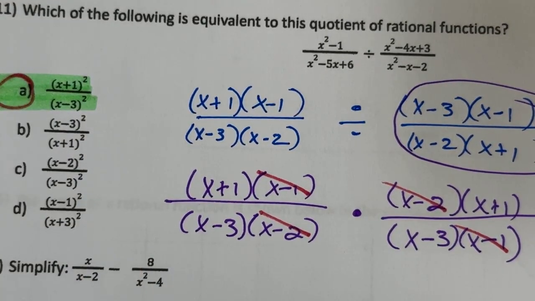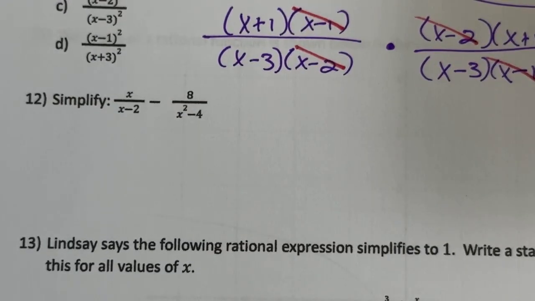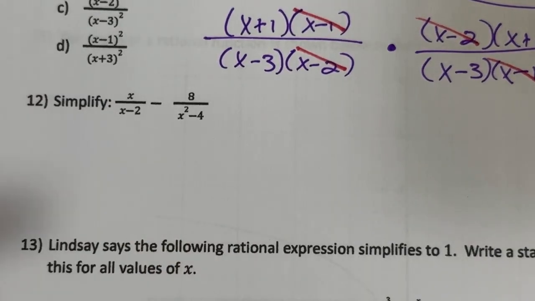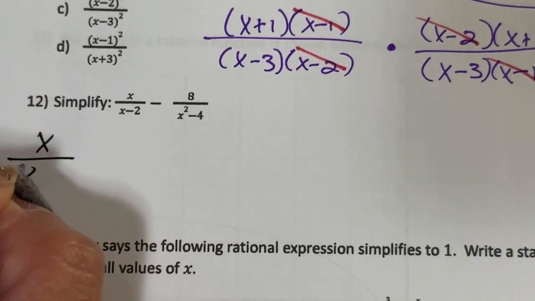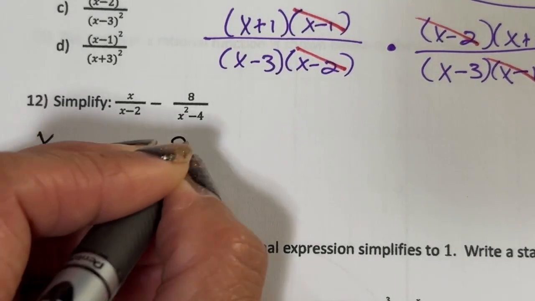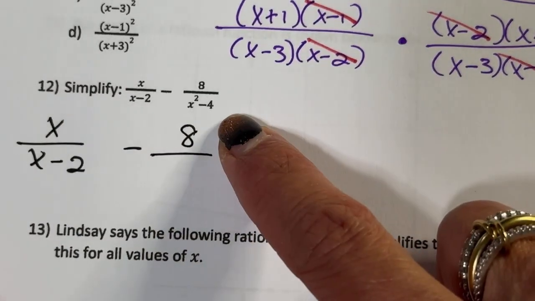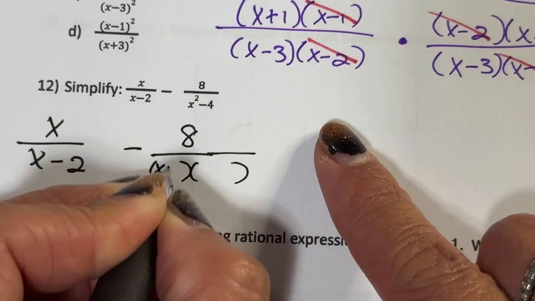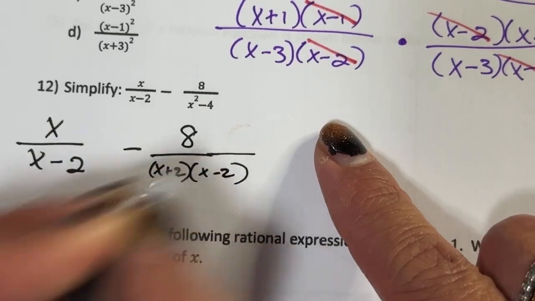Number 12 says to simplify. So we got to subtract fractions. So we're going to need to get a common denominator. I'm going to write this a lot bigger because it's just too small for my old eyes. And while we're at it, let's go ahead and factor that denominator. x squared minus 4 is a difference of two perfect squares. x plus 2, x minus 2.